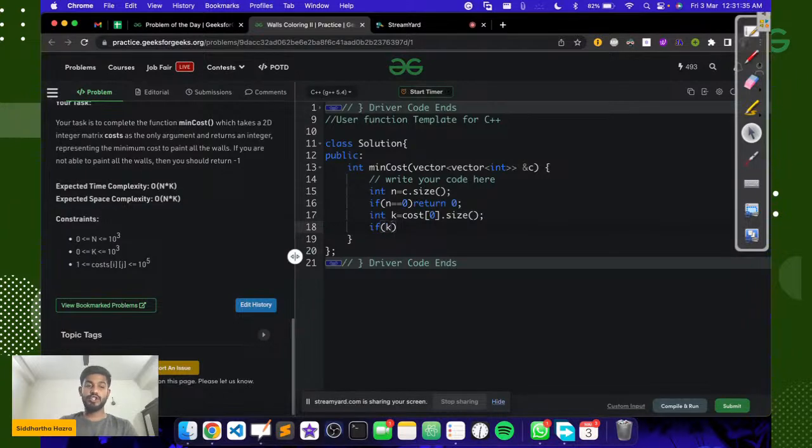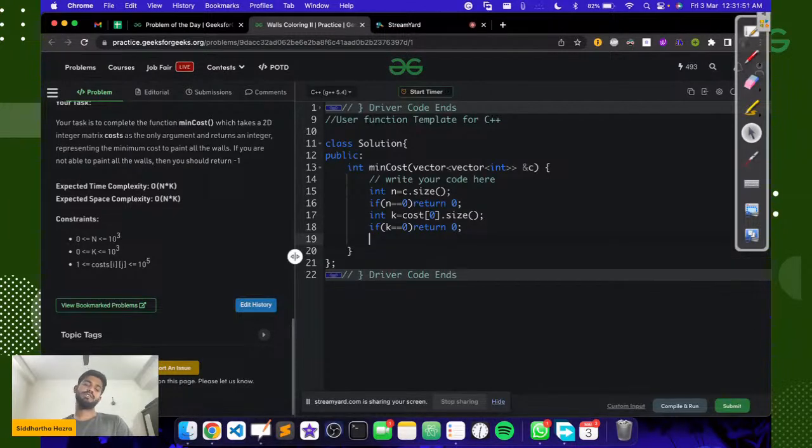Now if k is equal to 0, because we are told that k can also be 0. So if the number of colors available to us is not there, if we have no colors to paint, then the cost to paint with no colors is 0. So now I would say the first minimum and the second minimum. We would initialize both the first minimum and the second minimum with int max only.